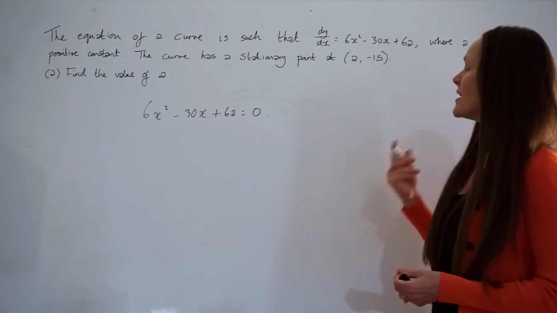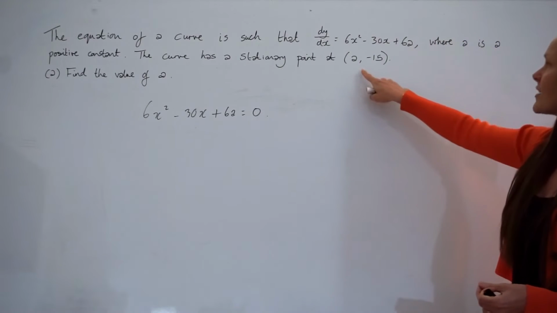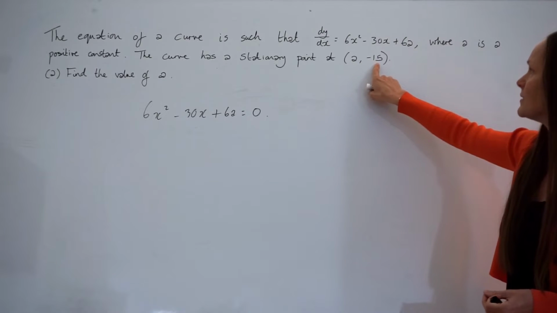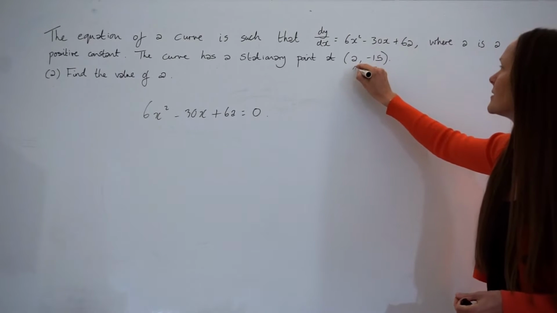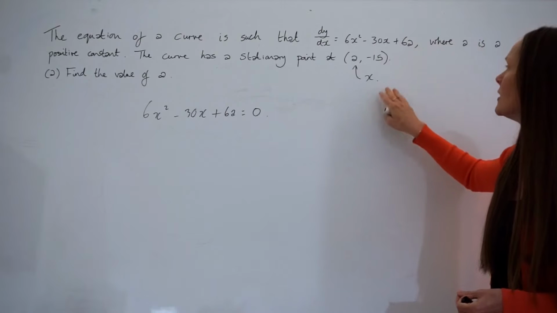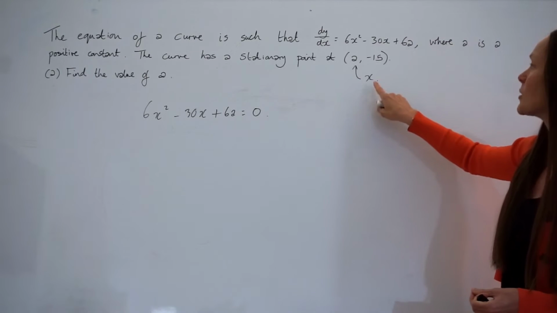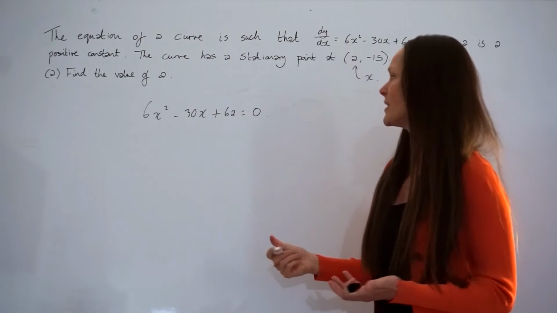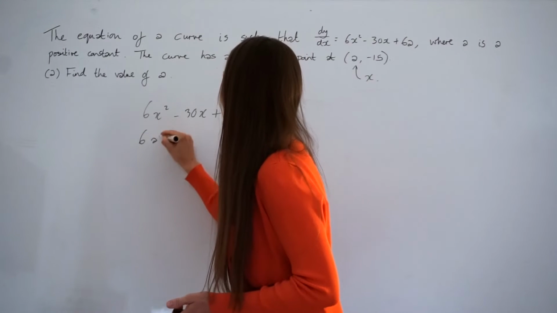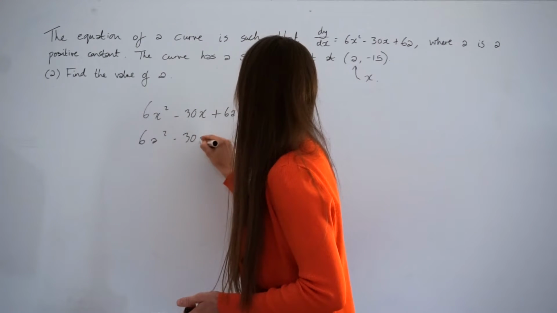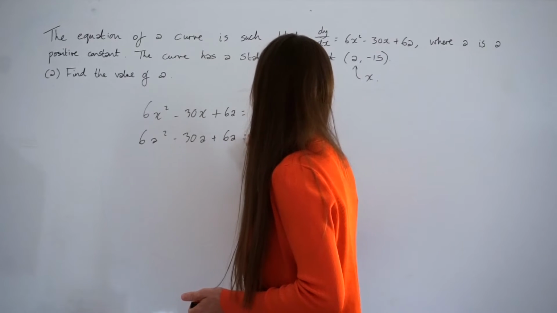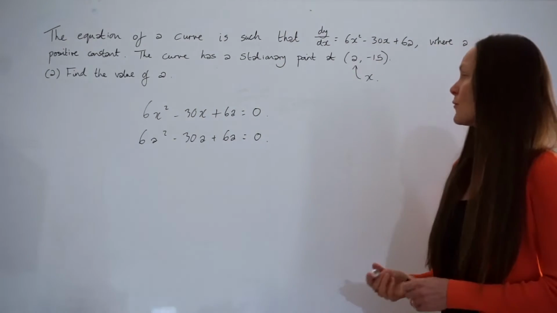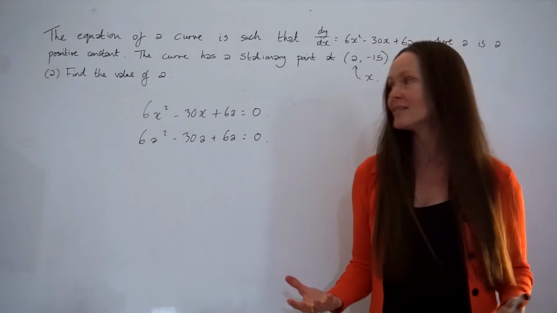Next I can substitute in the x-coordinate. Remember, the stationary point occurs at (a, -15), so the value of x is a. So the next step is to replace the x values in this equation with the letter a, since they're the same thing. That will give me an equation that just has a as the unknown value, which I can then solve. The first thing I'm going to do is simplify this equation.